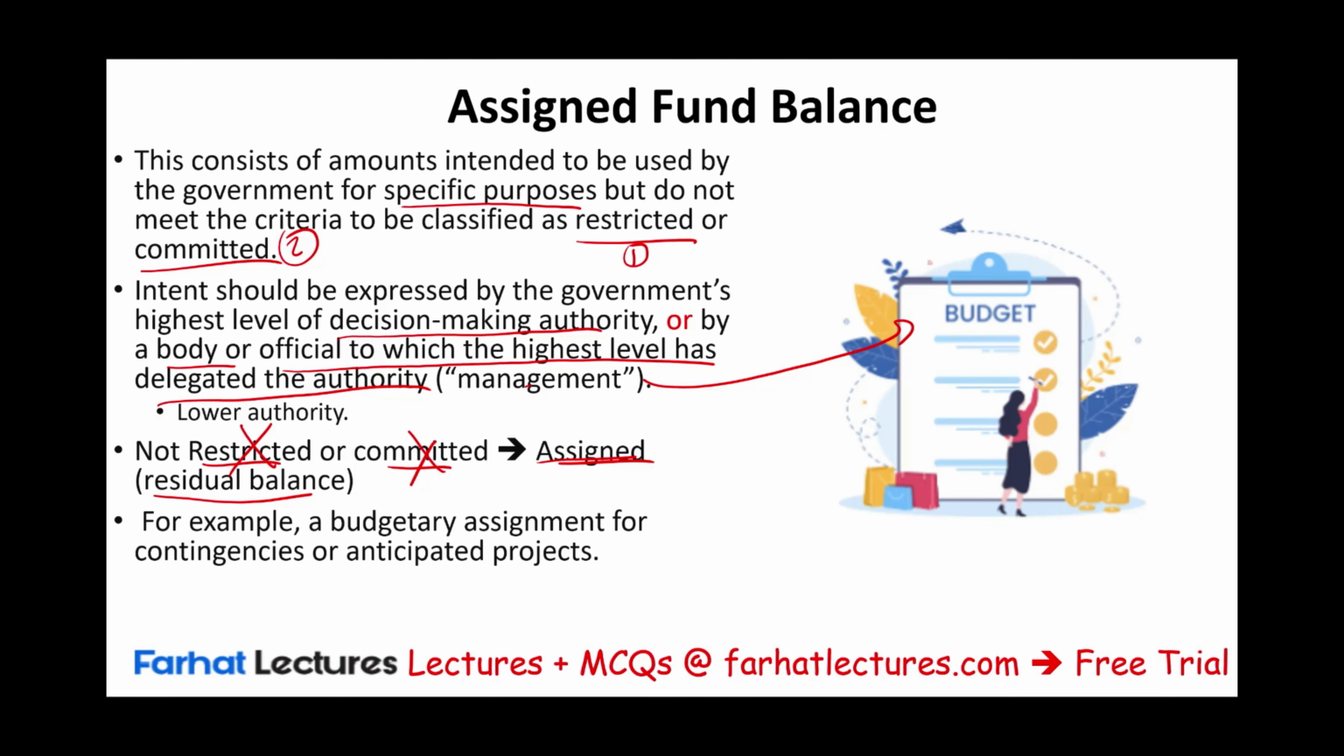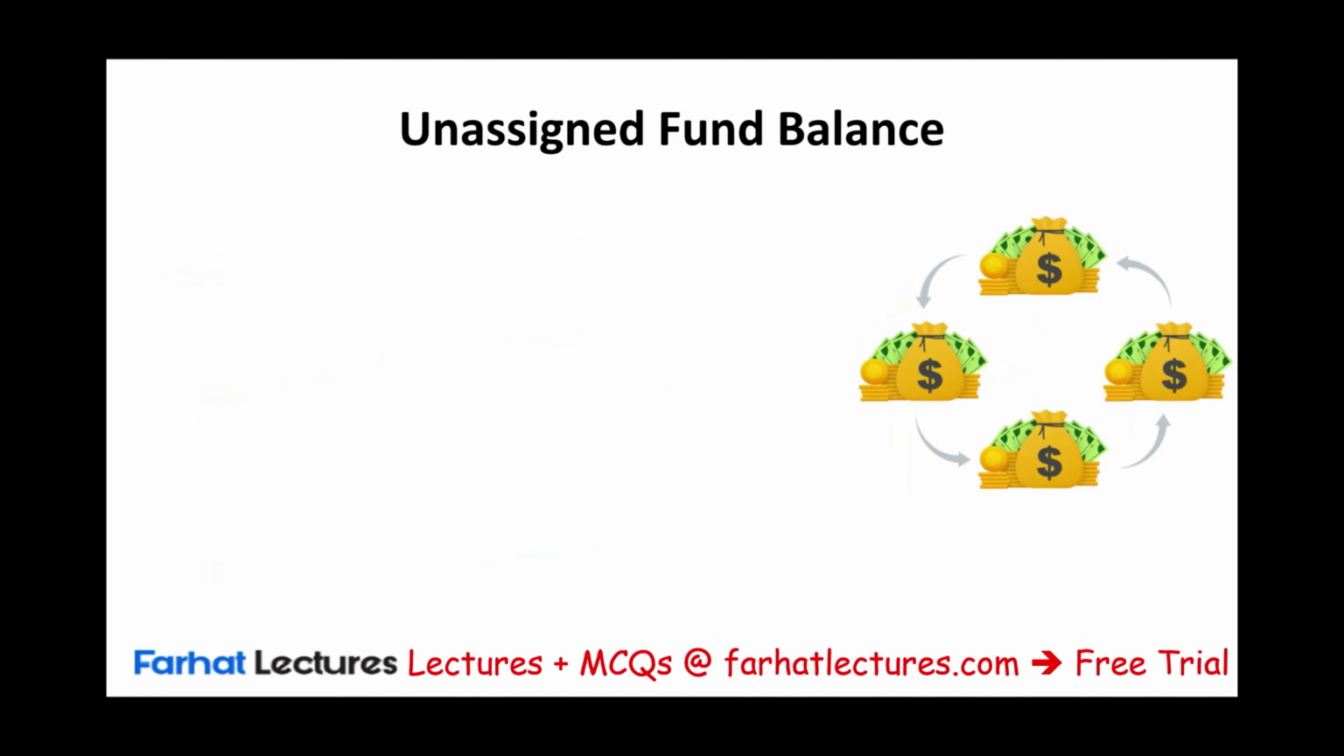An example, the best example is budgetary assignment for contingencies or anticipated projects. So we have something in the budget. Once it's in the budget, it's considered some sort of an assigned balance. And it's easy to change because management decides on that. So we're going to go to the last one, unassigned fund balance. Well, if it is not restricted, if it's not committed, if it's not assigned, and it's in spendable form, right? It has to be in spendable form. It's called unassigned.